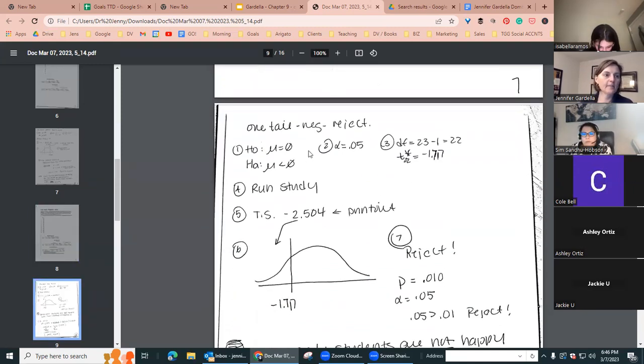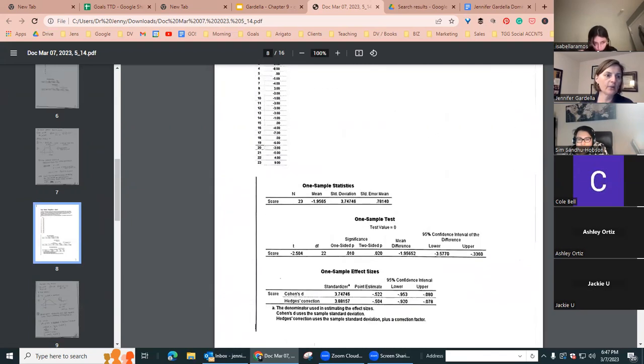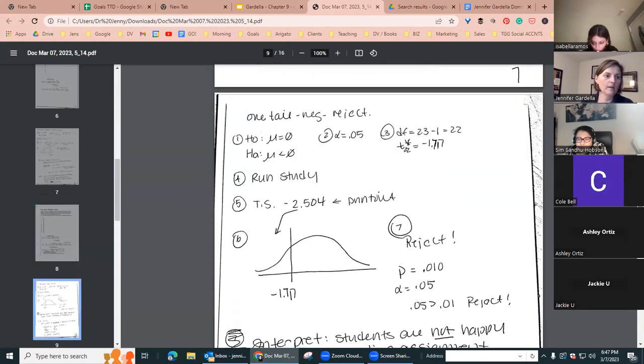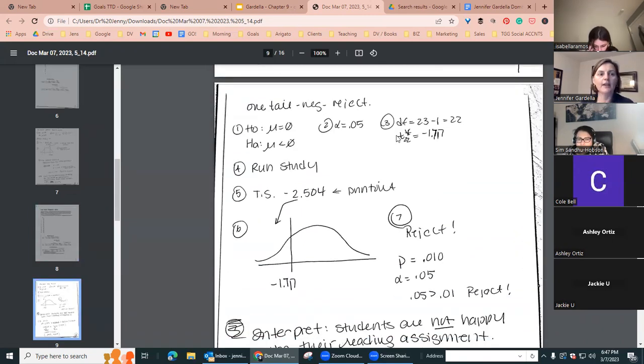So H sub 0, mu is equal to 0, right? Nothing has changed with this data. H sub A, mu is less than 0. She wants to know if they are dissatisfied. Our alpha is 0.05, degrees of freedom are 22. And we saw those right here, degrees of freedom are 22. So our critical value from the t-table is negative 1.717.